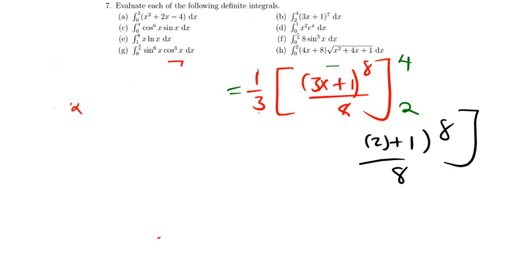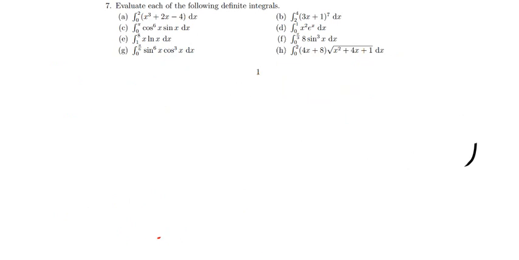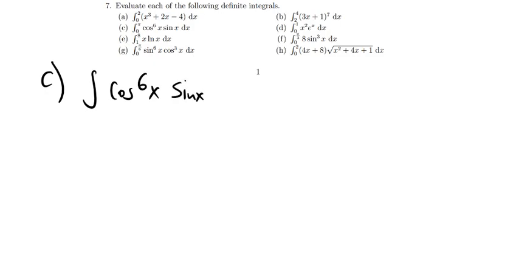So the key concept here is to understand what these numbers imply and also identifying the method to apply at the stage where you are. Now if you look at C, the integral of cosine 6x sine of x dx, the bounds are pi and 0. How do we handle this one?